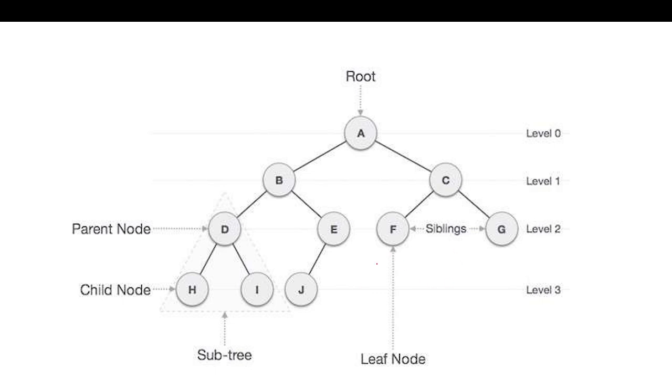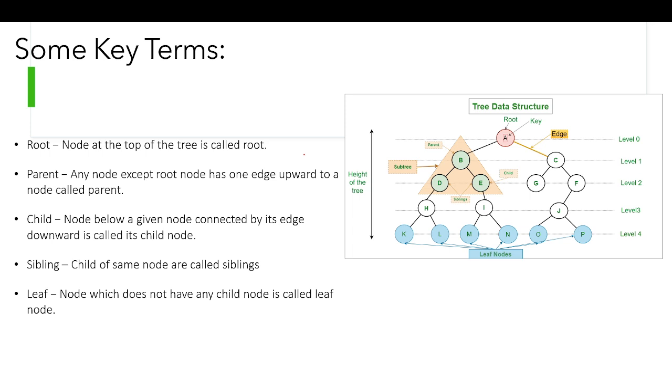The nodes that have no children are known as the leaf nodes. The nodes with the same parent are known as siblings. So this is the summary of the different terminologies in the tree.